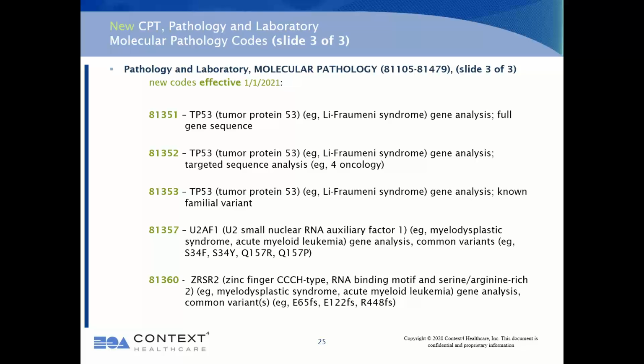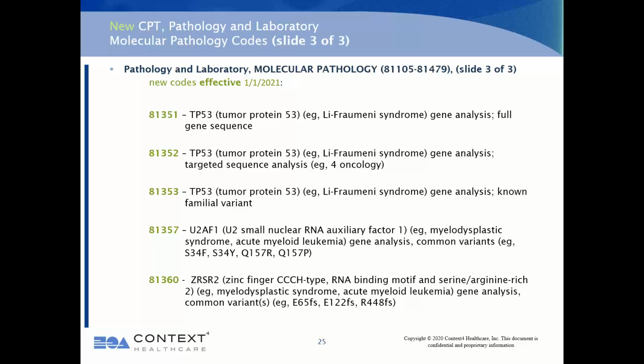These are the last 5 new molecular path codes, which are also gene analysis studies. Codes 81351, 2, and 3 are for genetic analysis of tumor protein 53, also known as the guardian of the genome. This protein binds directly to DNA and acts as a tumor suppressor. It plays a factor in assessing DNA damage and the subsequent decision whether to initiate repair or activate cell death. It keeps cells from growing or dividing inappropriately.